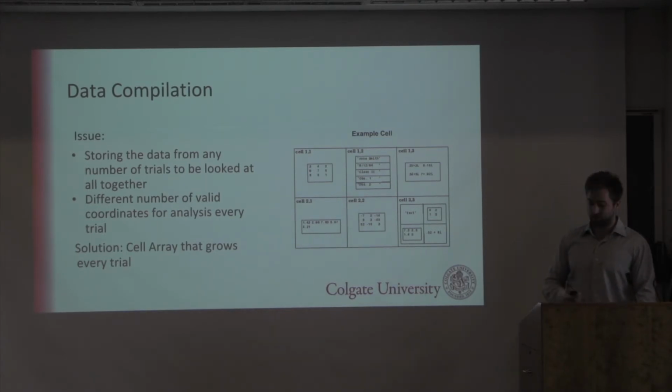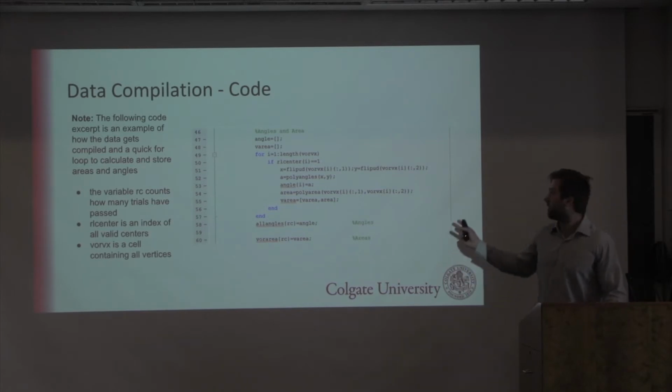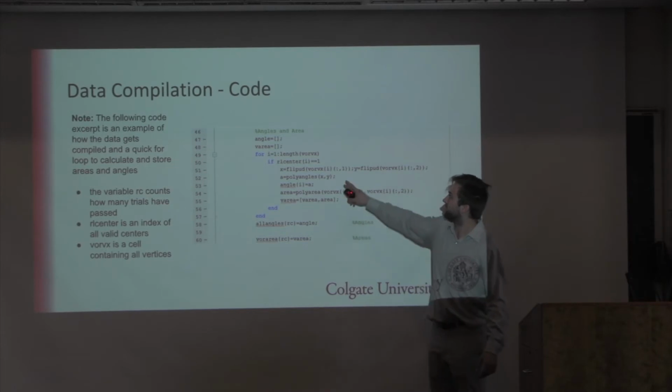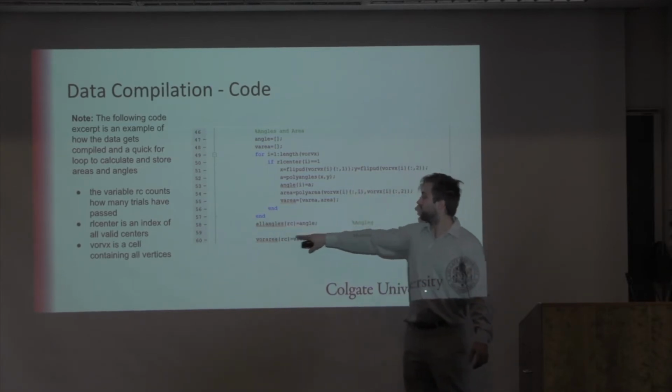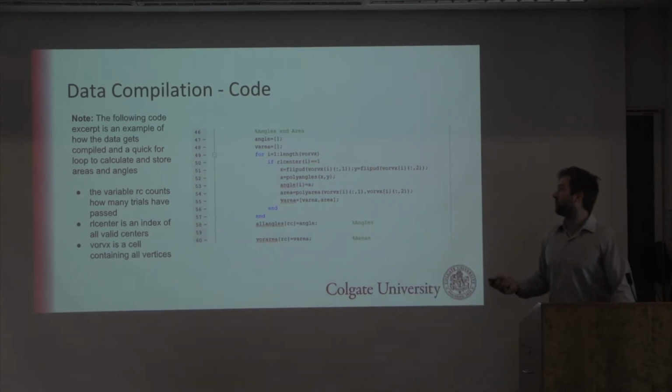And now for the results, I'm going to pass it to Emily. Oh, actually, first, I just had a quick thing on the code here. As you can see, an example of this data compilation. This is an example calculation for our angles and areas that happens after every trial run, and then it gets stored, as you can see here, in the cell arrays for angles and area. Now Emily will take over.